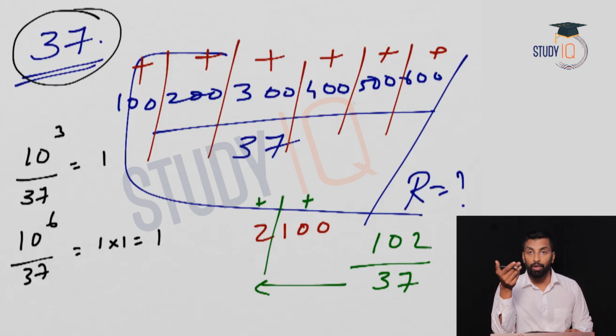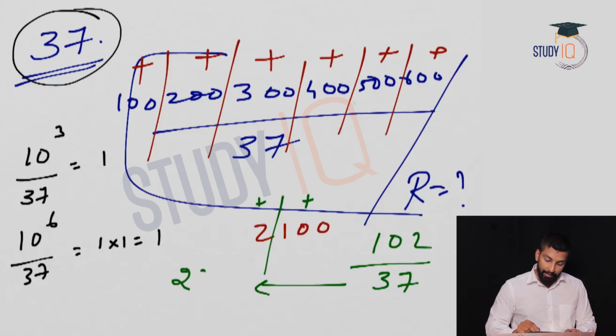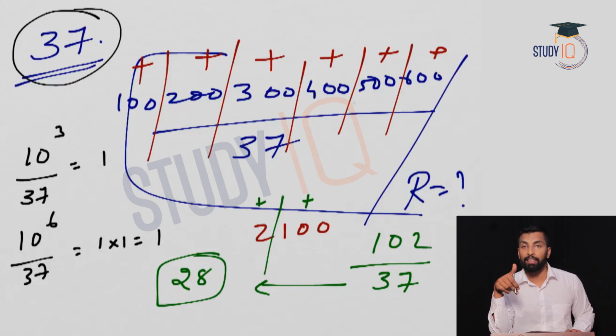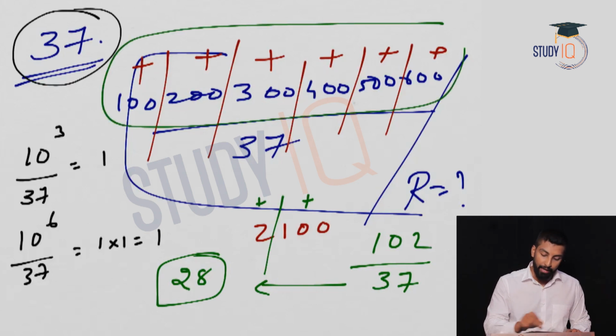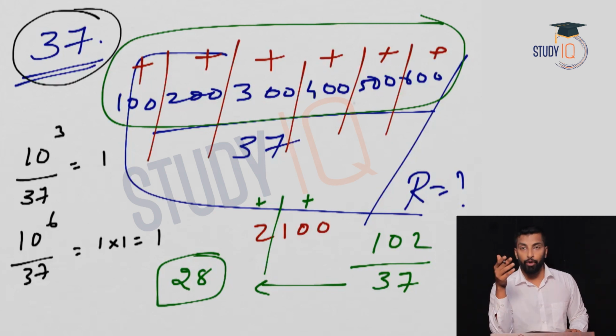Okay, you divide 102 by 37. That means 74, 37 into 2 is 74. So the balance is 28, right? So 28 is the remainder. So 102 divided by 37, 28 is the remainder. And the same will be the remainder if you divide the bigger number by 37. I hope all of you understood.